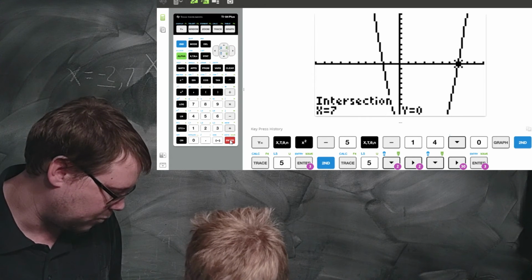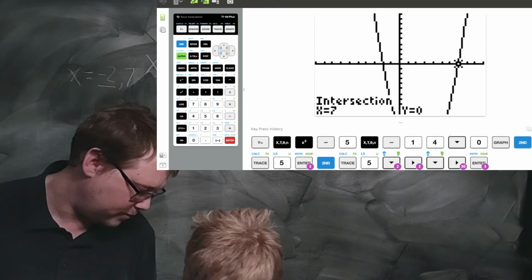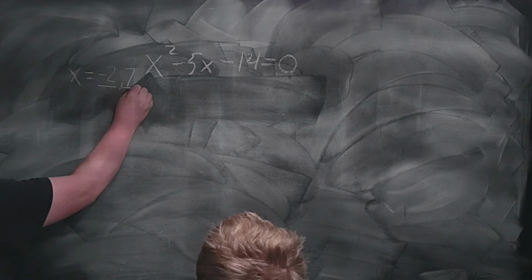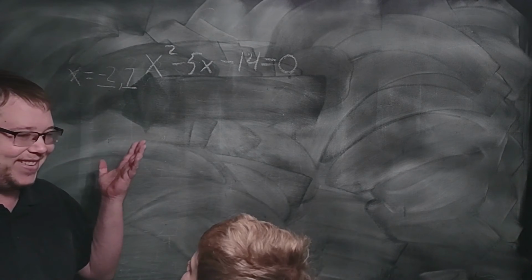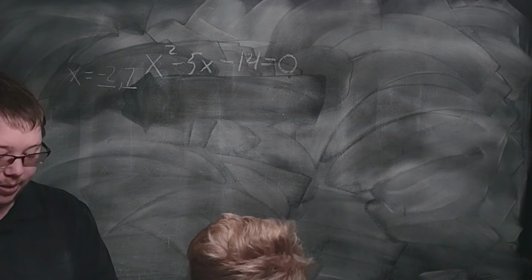One more. There you go. And what does it tell you? x equals 7, y equals 0. So 7 is a solution. All right. What should we do next? You want to complete the square?